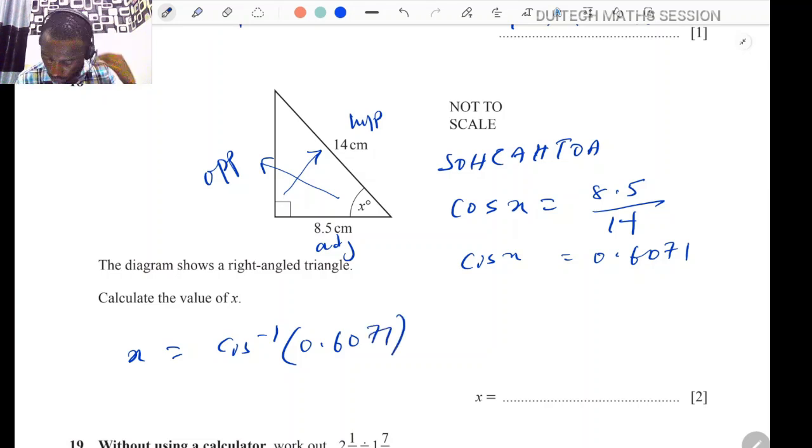0.6071. Because when cos goes over the equal sign, it becomes cos inverse, or some people call it arc cos, right? So 8.5 divided by 14, then second function, cos inverse, answer, you close the bracket, if you're using a calculator to compute it, so you have 52.6.